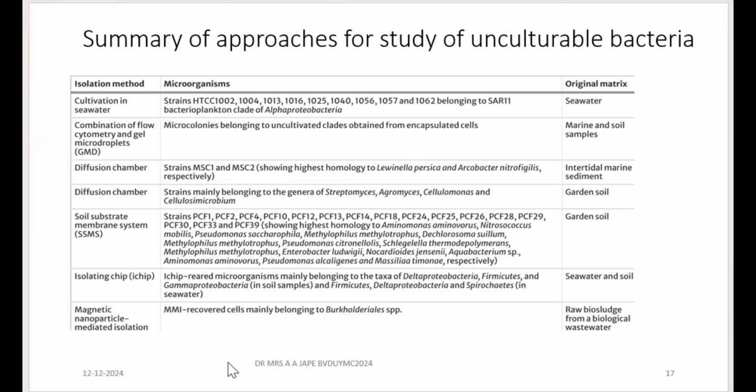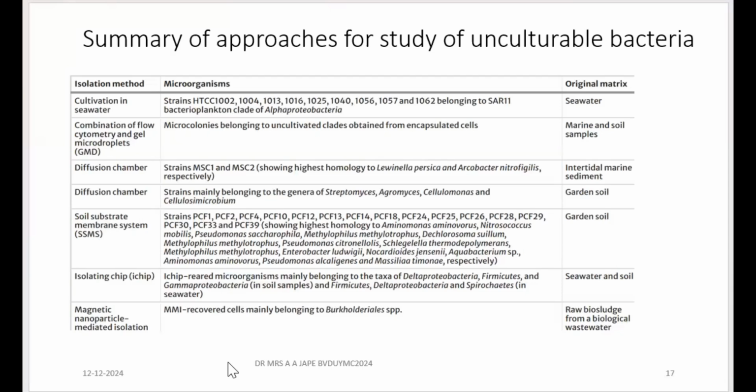So nutrients which are there in the soil will be available like that. But again, it is not going to be 100% success. But many of the alpha proteobacteria were isolated from seawater using seawater as a nutrient medium. Then there is the diffusion chamber, that is another technique. Then you have soil substrate membrane systems, SSMS. Then you have the iChip.